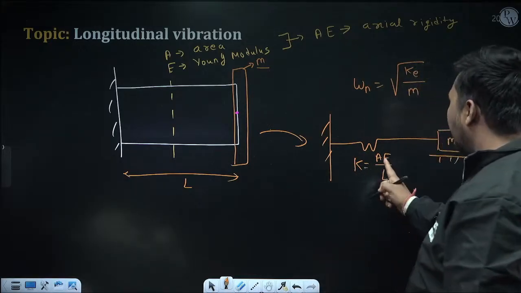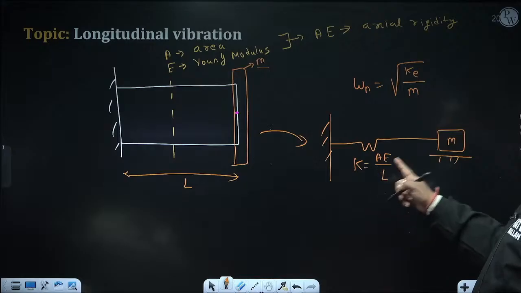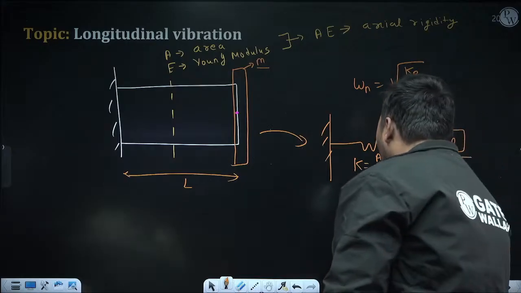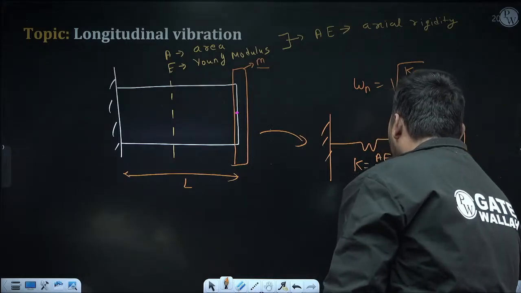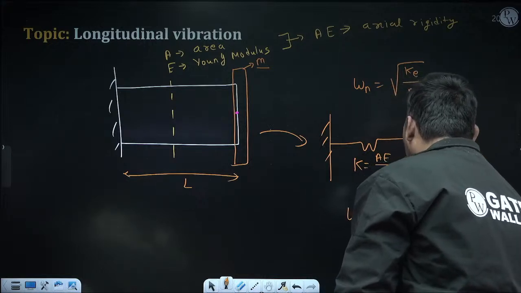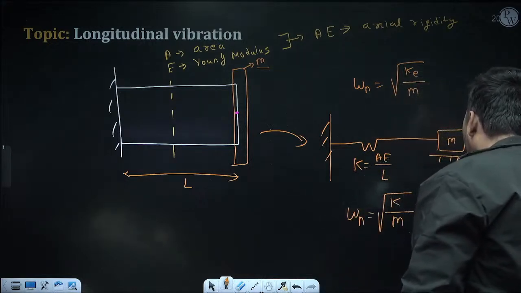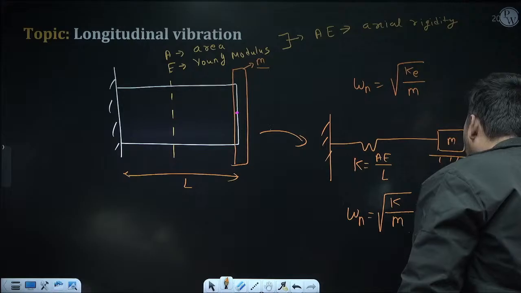Now we know the formula to calculate natural frequency of this system, root over K by M. Now you can use the same formula. So omega, the natural frequency in radian per second, will be root K by M. K is the axial stiffness, which is AE by L. So it will be root over AE by L divided by M.